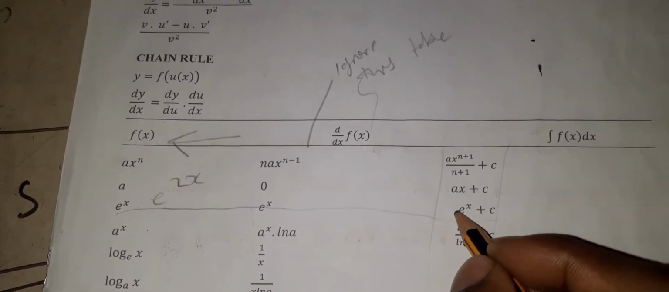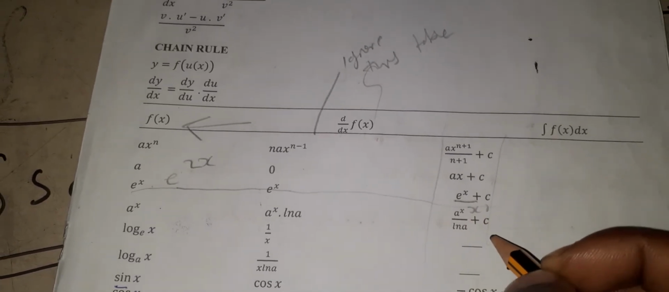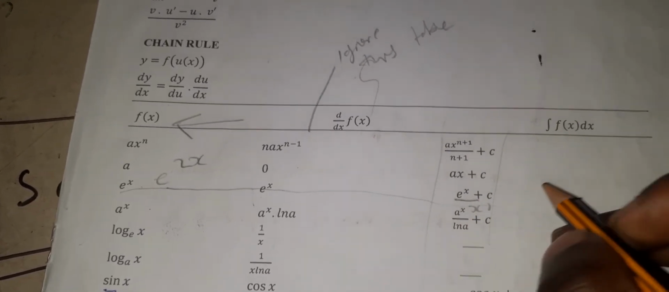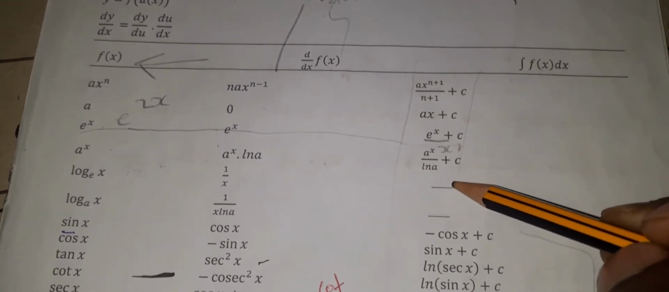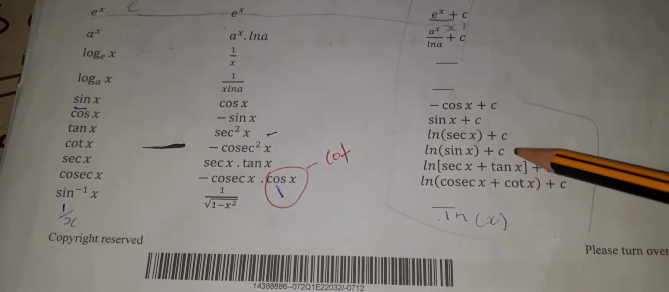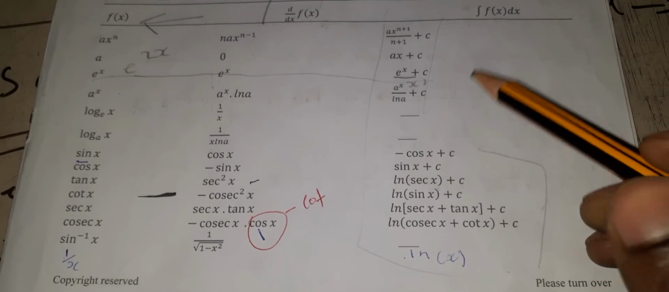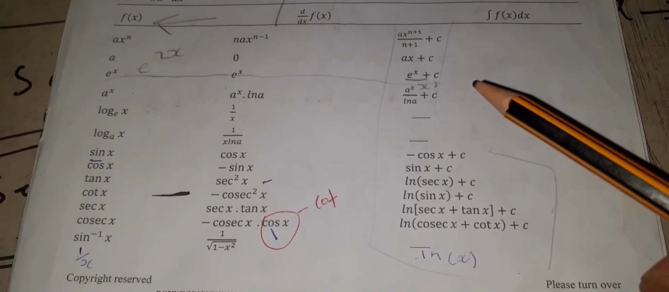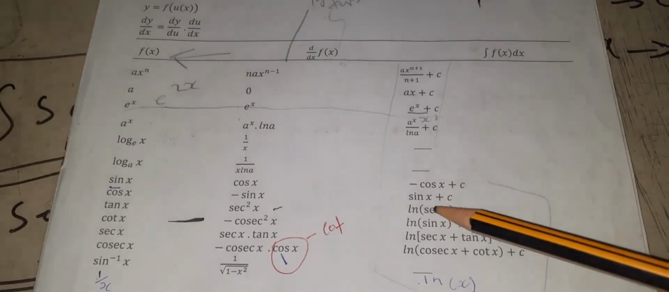In the formula sheet, they never ever show that you divide by the derivative of x or of f of x. So always you must know that you are dividing by the derivative. You see from here, you just divide by the derivative. That's one thing that they will never write in the formula sheet. But this is a formula sheet for N5.